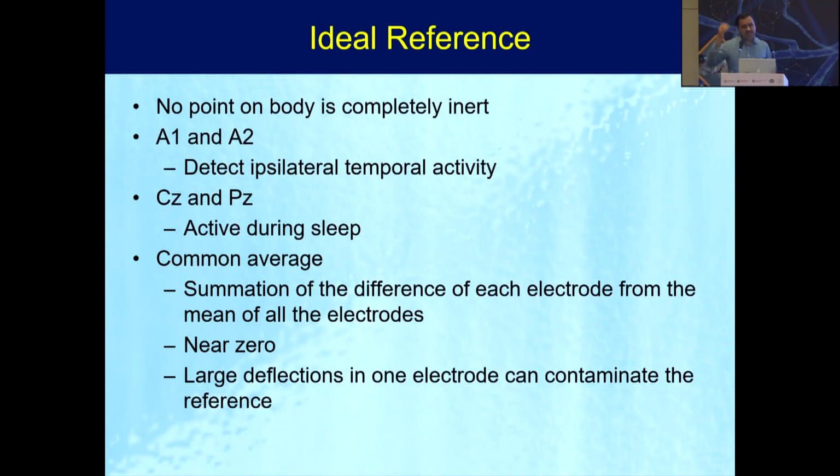Similarly, we can use the CZ central electrodes, but during sleep, that will become active. So to overcome this problem, the concept of common average reference has been developed. Common average reference is not a point in the body, but you select a group of electrodes, and mathematically the computer calculates so that this activity becomes 0.